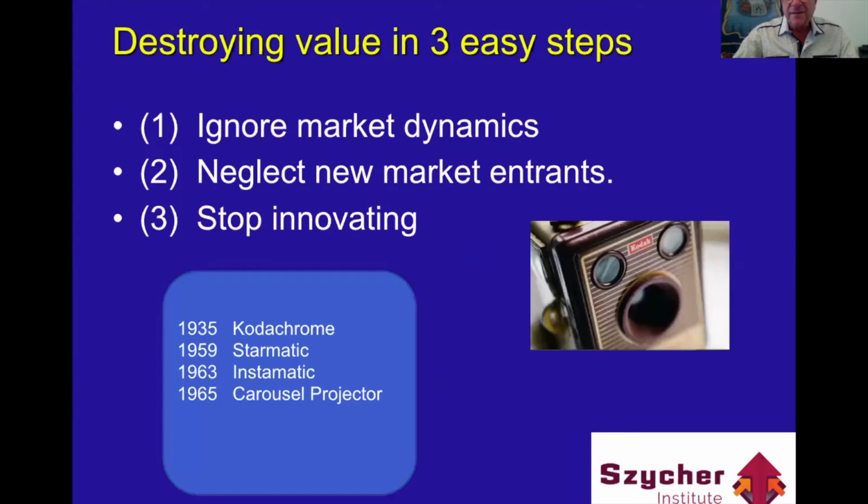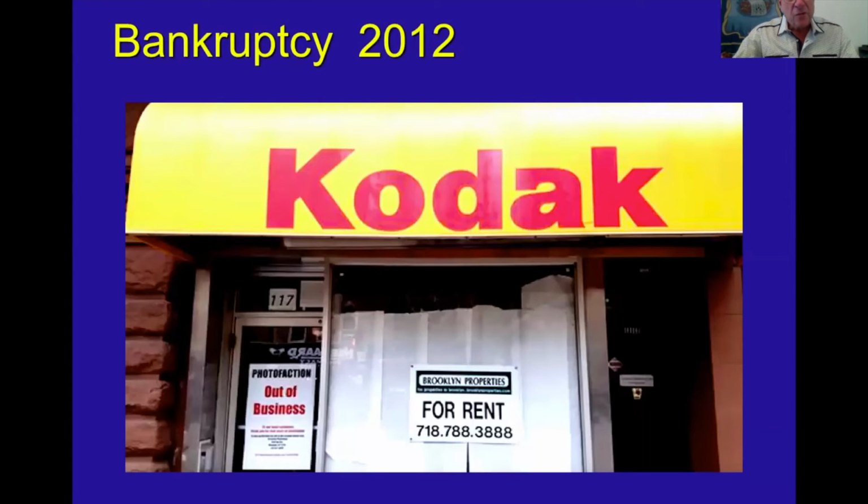Well, the third way of destroying company value and going into bankruptcy is to stop innovating. Let's take a look at what Kodak was doing. In 1935, they introduced the Kodachrome film. In 1959, the Starmatic camera. In 1963, the Instamatic camera. And in 1965, the carousel projector. And then they stopped innovating. Well, by all of those 3 steps, by 2012, amazingly enough, Kodak went into bankruptcy.